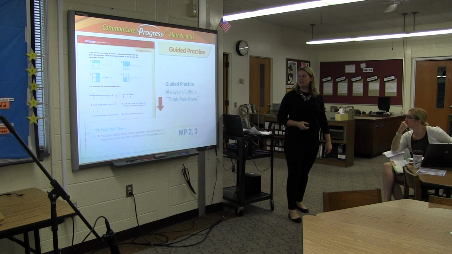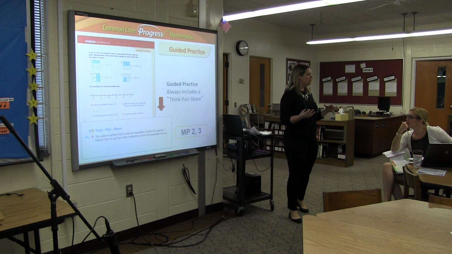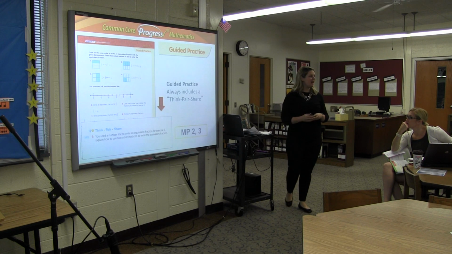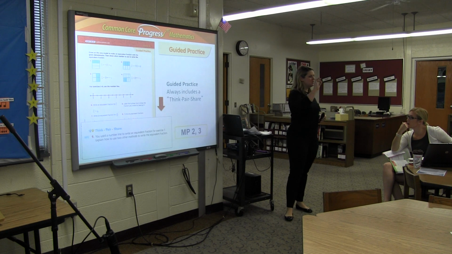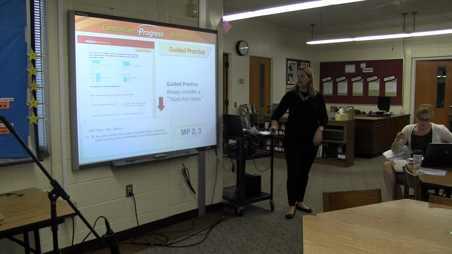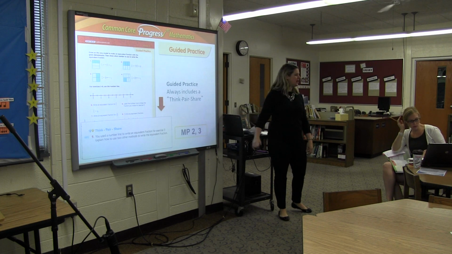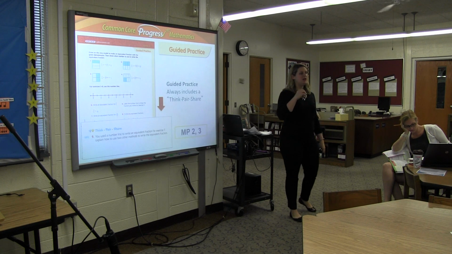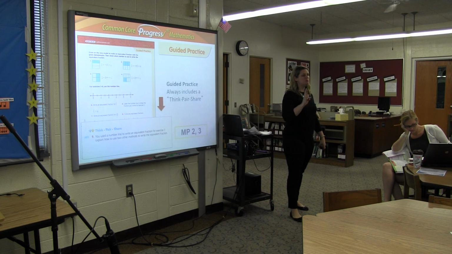When we look at our guided practice, this is the we do it together, we're releasing responsibility. These exercises are scaffolded, so they move from easy to most difficult. And then we always end this guided practice with a think, pair, share, and this is that collaboration. So first we want students to think and work on this problem independently, and then we would pair students in groups of 2 or groups of 3 to discuss the problem.